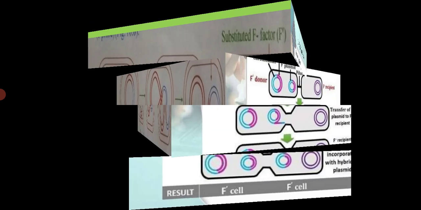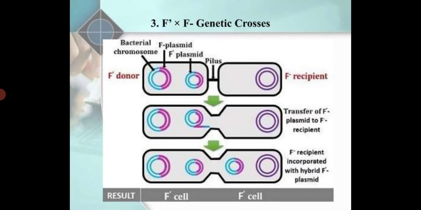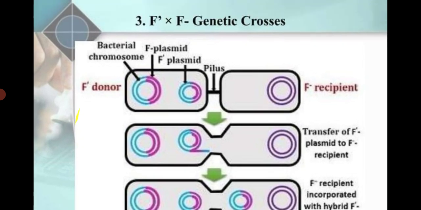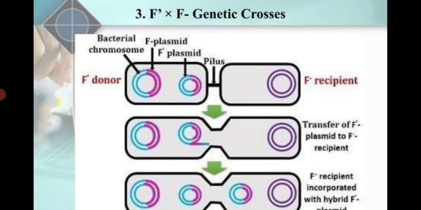This mating may be interspecific, between E. coli and E. coli, or intergeneric, between E. coli and Proteus mirabilis, E. coli and Salmonella typhosa, or between Salmonella typhosa and Proteus mirabilis. This is a conjugation between F prime and F minus cell.